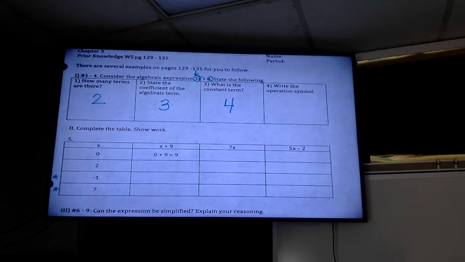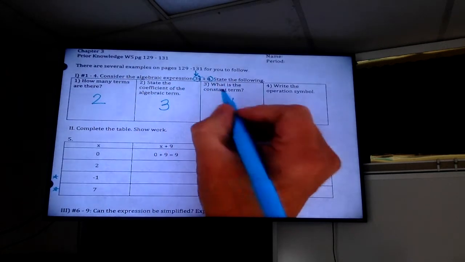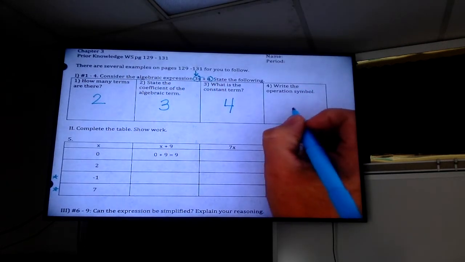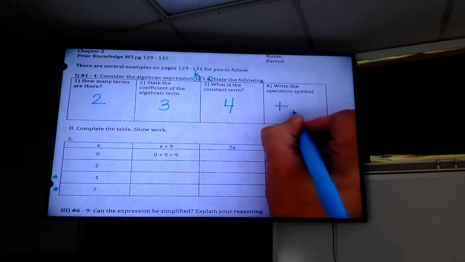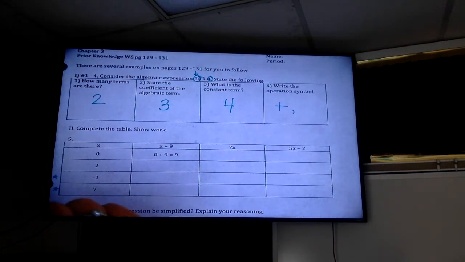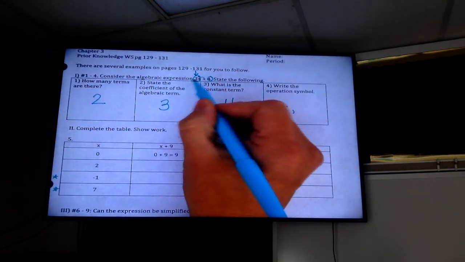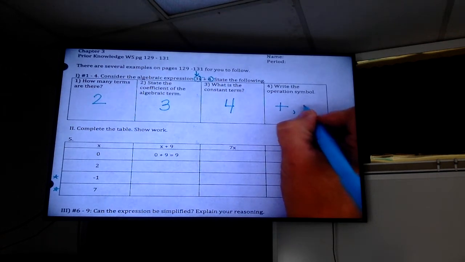And then write the operation symbol. Here I see there's actually two. I see addition, that's the obvious one. But there's another one, we just don't see it. And that would be between the 3 and the x, we would multiply.